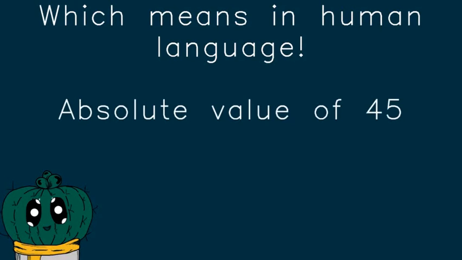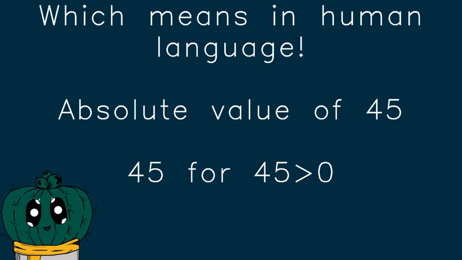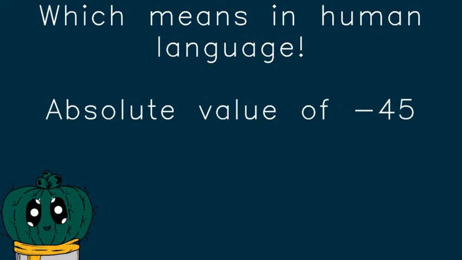It means that if we want to find the absolute value of, let's say, 45, you just put 45 over here, because 45 is greater than 0. If we substitute a over here, remember we just said that the absolute value is going to be a for a greater than 0. So 45 is greater than 0, so it's just going to be 45, right?